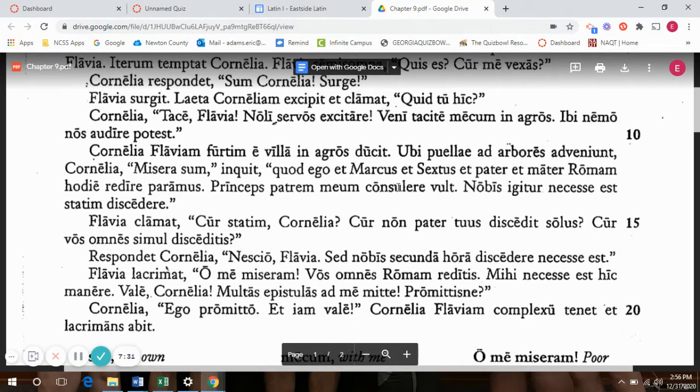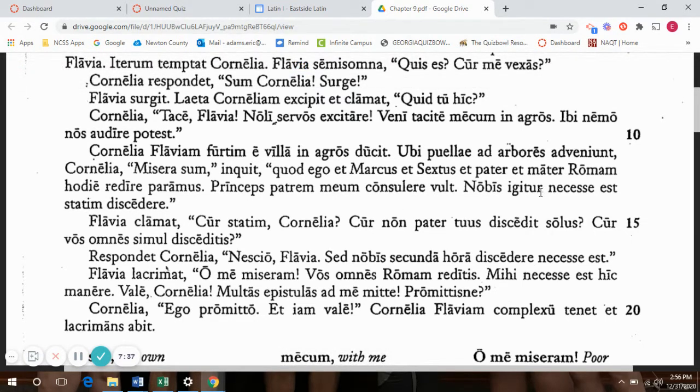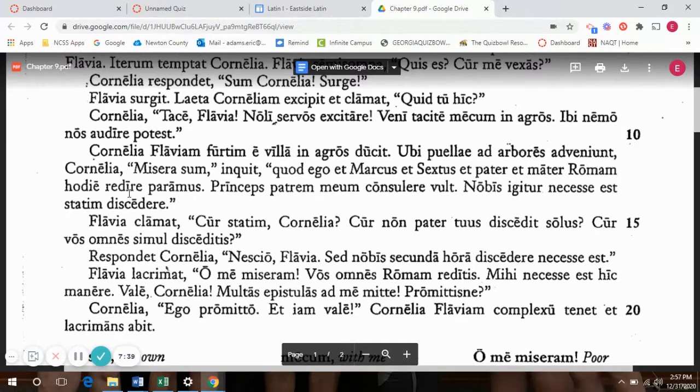Princeps patrem meum consulere vult. The emperor, princeps, the first citizen, wants, vult, to consult my father. Nobis igitur necesse est statim discedere. Please do not confuse discedere with descendere, two different words that are slightly similar. This means to depart, and so it is necessary, therefore, igitur necesse est, for us to depart, to go away, statim, immediately.